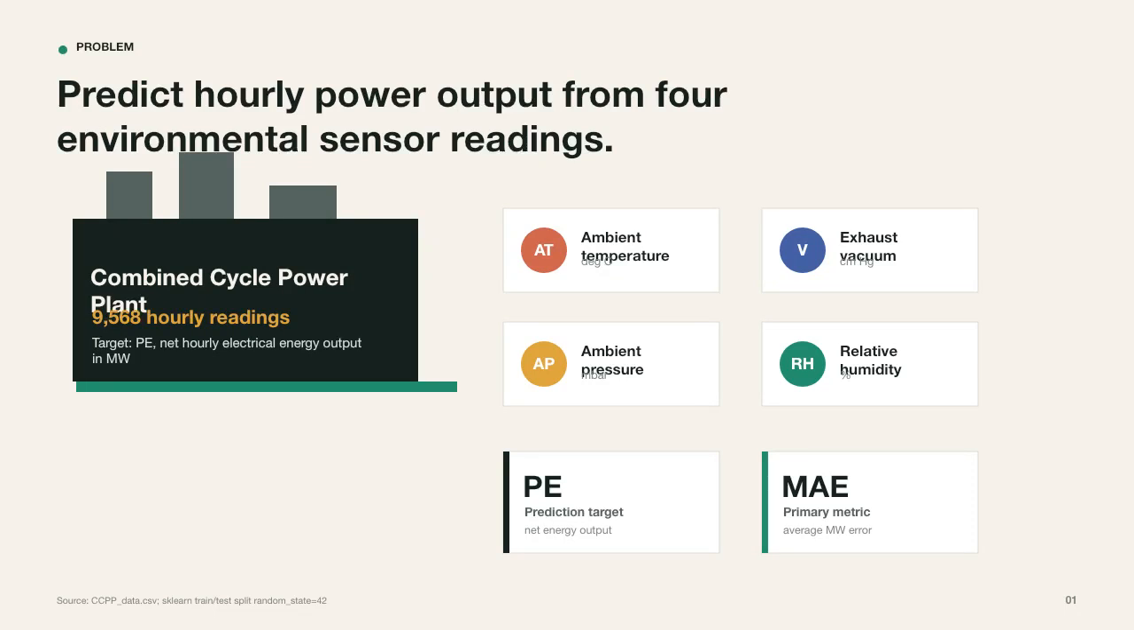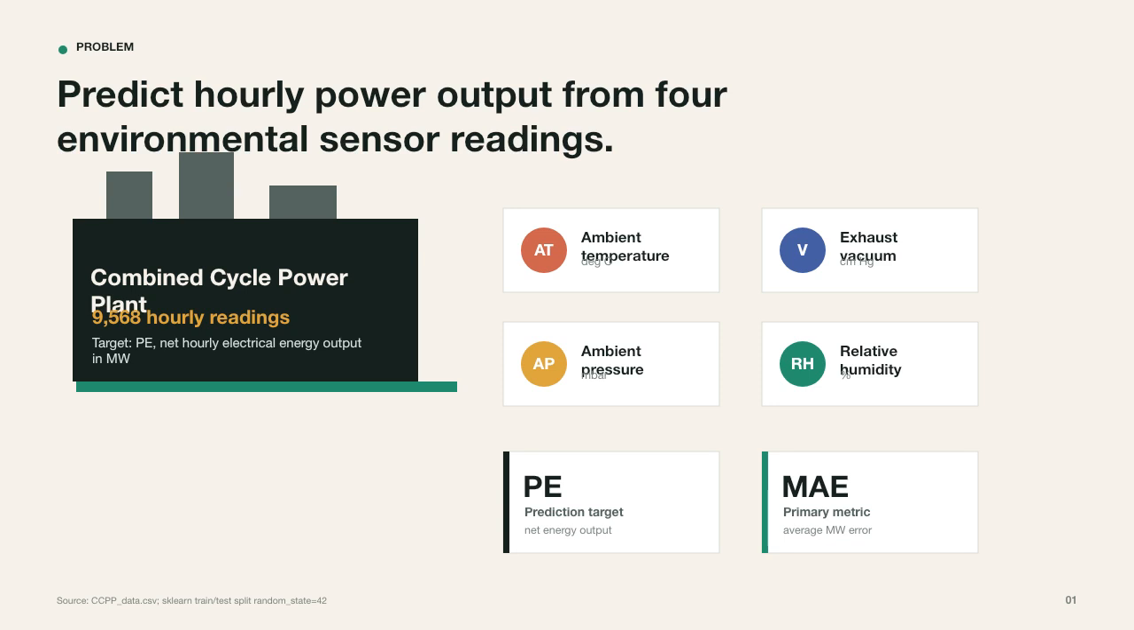I am building a regression model for a combined cycle power plant. The goal is to predict PE, which is the net hourly electrical energy output, from 4 environmental sensor readings: ambient temperature, exhaust vacuum, ambient pressure, and relative humidity. The data source has 9,568 hourly readings, so this is a supervised learning problem with a numeric target.